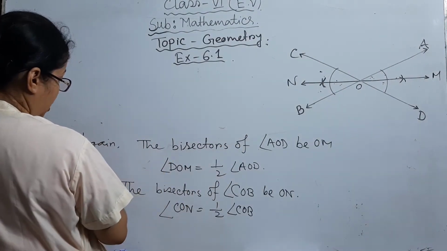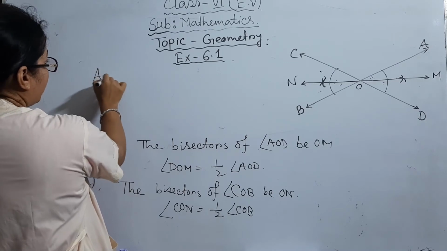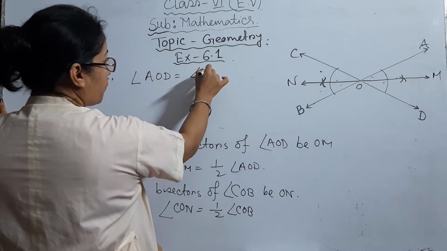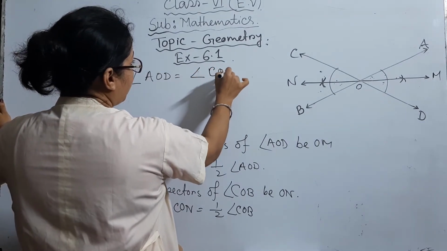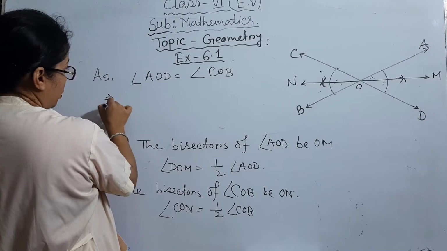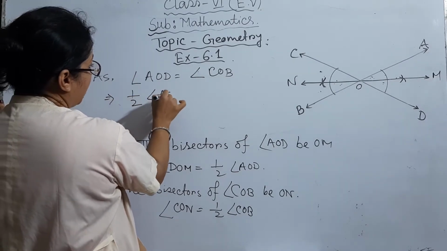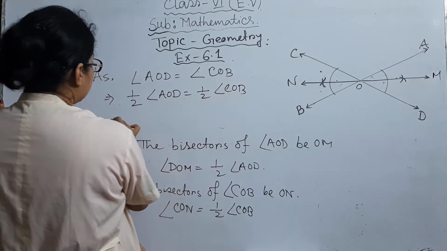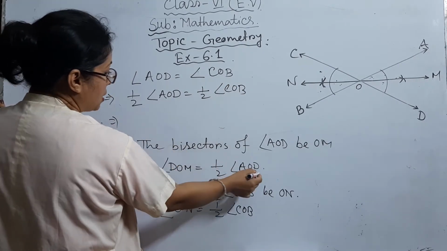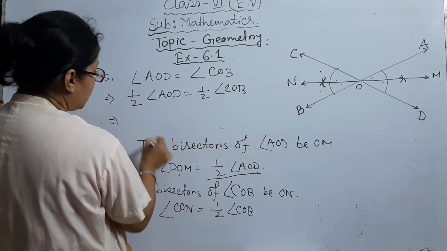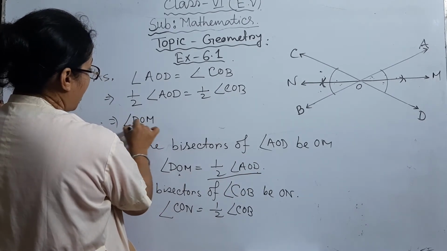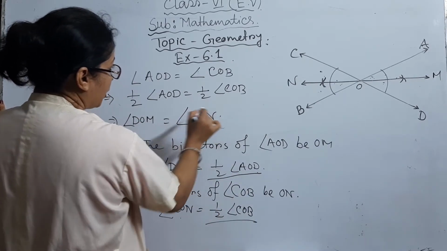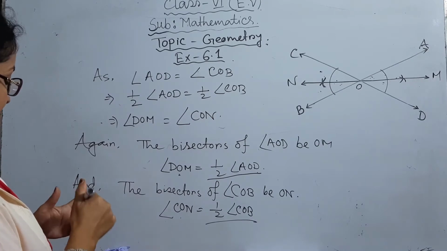Dear students, as we know that AOD equals COB, just now we wrote it, so multiply both sides by half. That is, half of AOD we replace with DOM, and half of COB we replace with CON. Clear, dear students? Okay.